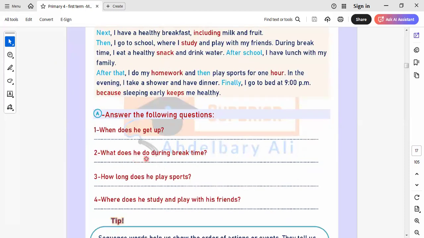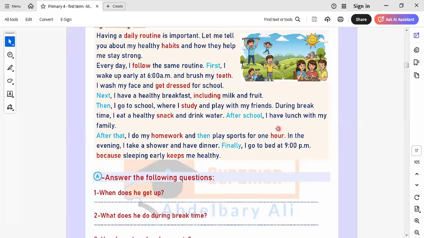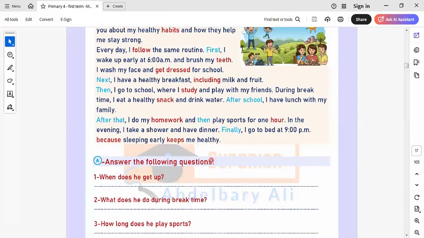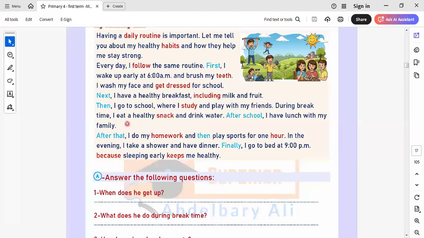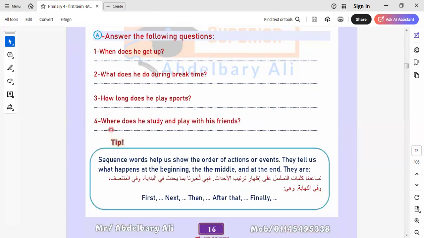What does he do during the break time? During the break time, what do they do? Eat a healthy snack and drink water. So here, what does he do during the break time? During the break time, he eats a healthy snack and drinks water. Let's go to another one.